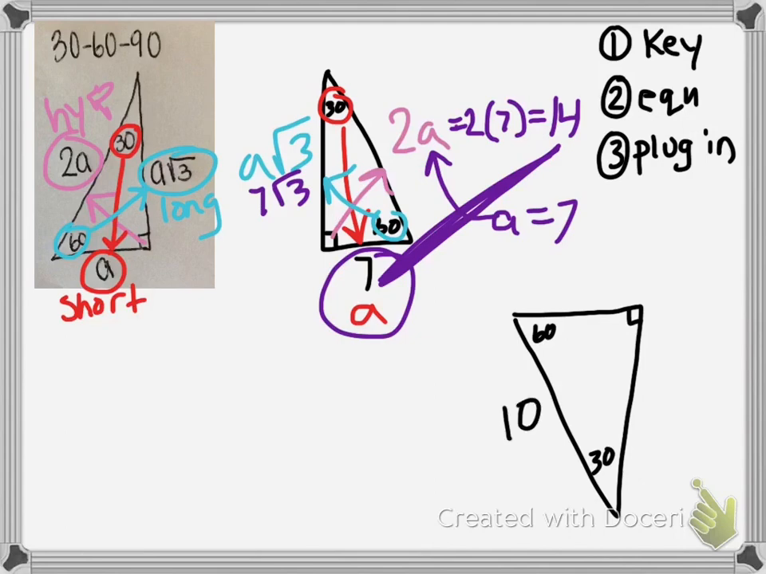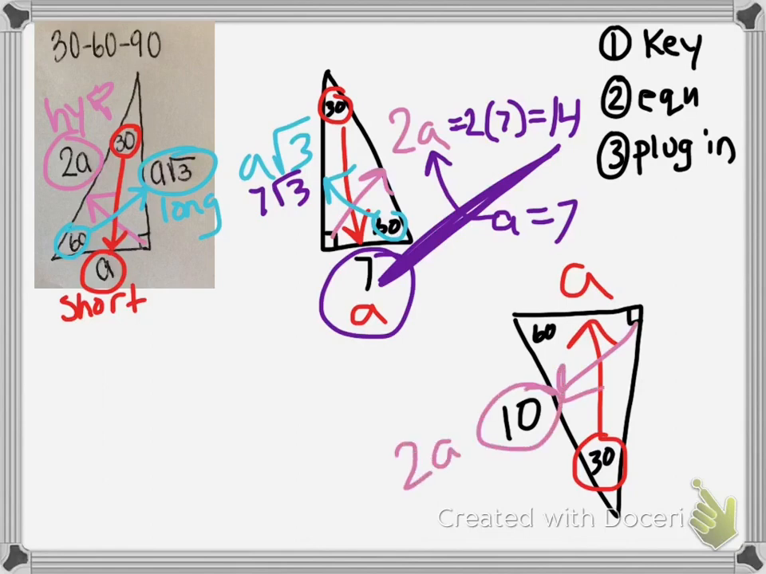Okay, so let's identify our sides. So I'm going to start by identifying my short side. There's my 30 degrees over there. That's my A. I also need my hypotenuse across from the 90-degree angle. That is my 2a. And that leaves me with my third side, a root 3.